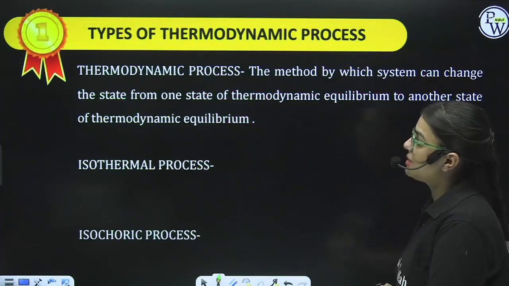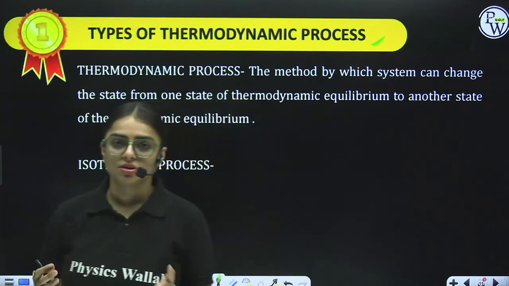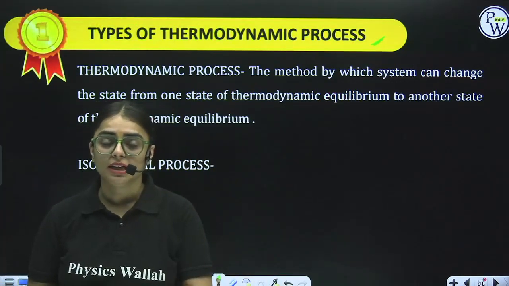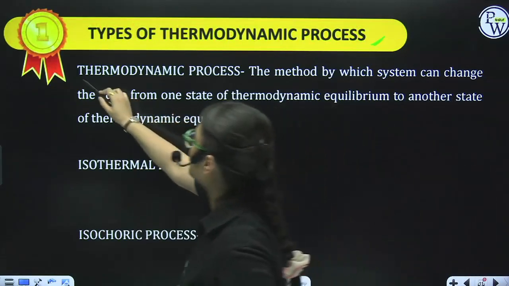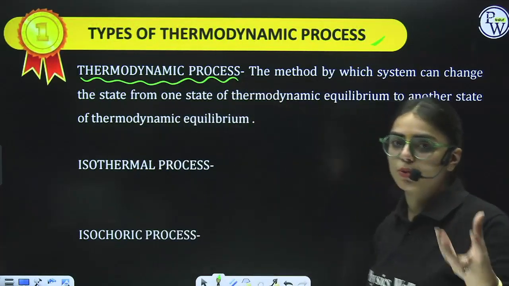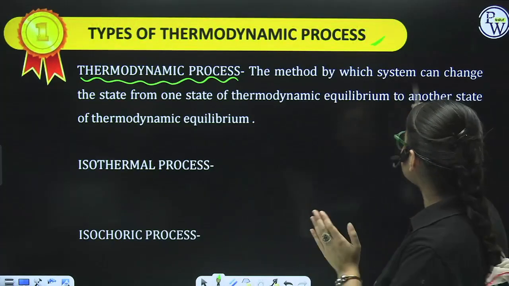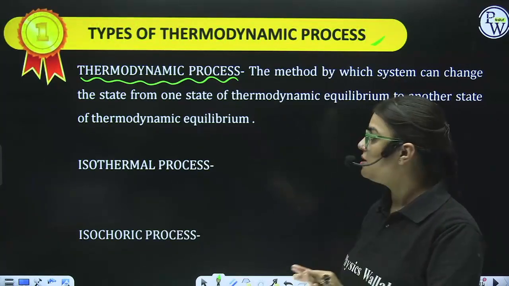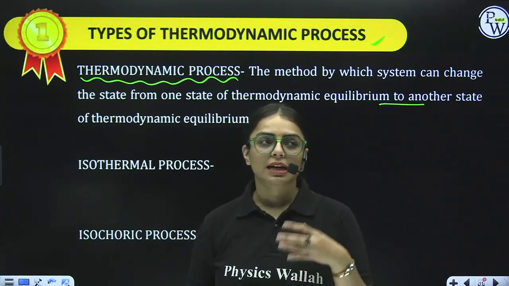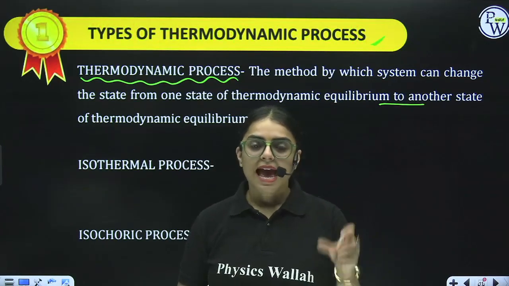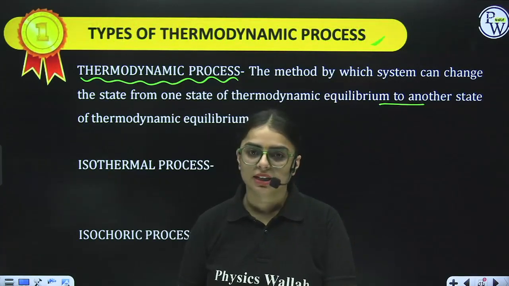Let's move on to the next part, that is types of thermodynamic processes. Now we are understanding there are certain processes in nature that occur thermodynamically. So let's understand them in detail. First of all, what do you refer to as a thermodynamic process? It is the method or process by which a system can change from one state of thermodynamic equilibrium to another state. For example, let's consider my initial system was having a pressure of 1 atm with a volume of 10 liters and a temperature of 273 Kelvin.